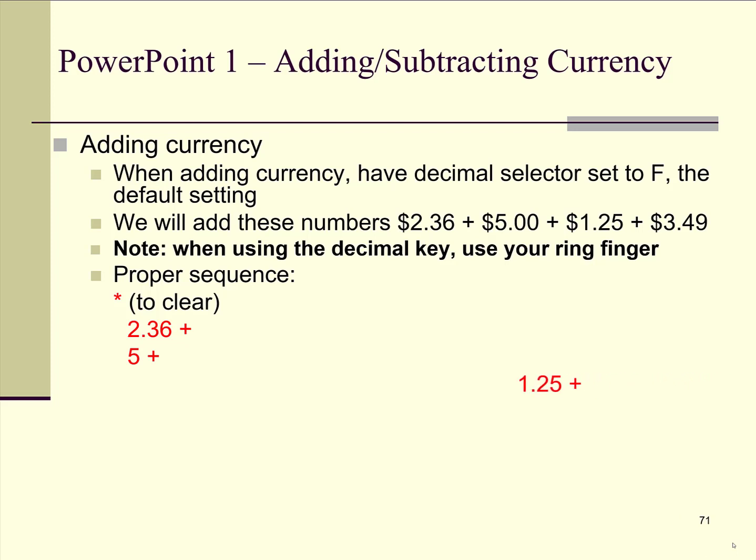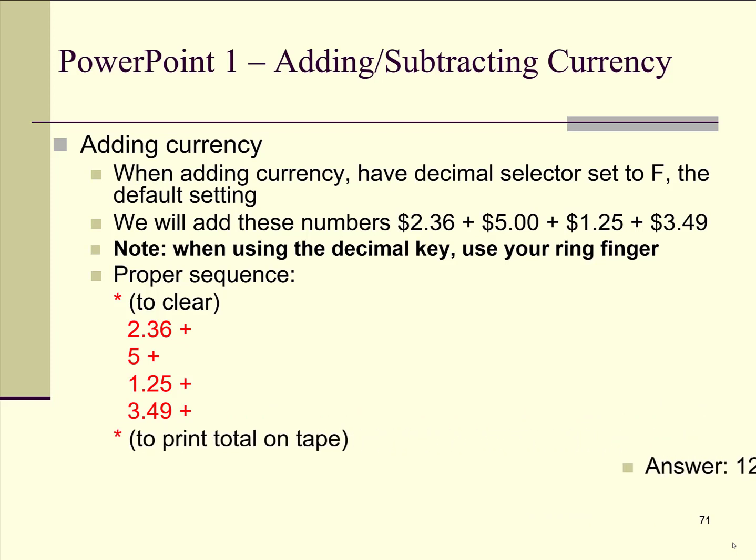Then we continue 1.25 plus 3.49 plus. We are done. So we hit asterisk to print the total on our tape, and you should get 12.10 or $12.10 on your tape.